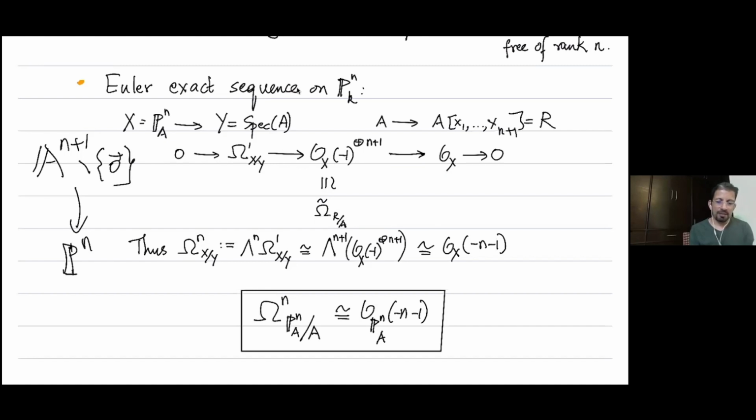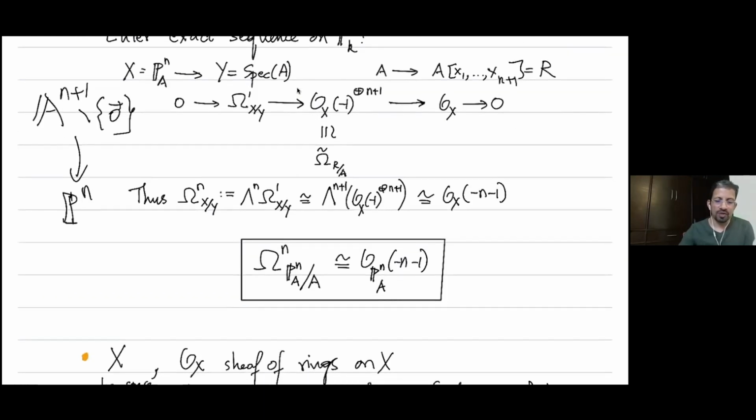Of course, if you want to justify this over A, you have to do some local calculations and check it. You can see it in Hartshorne's textbook. It's all done there, so it's not really hard to prove. And once you prove this, out of this comes a nice fact that Omega^n of X over Y, the relative cotangent, is the nth exterior power of the relative cotangent module.